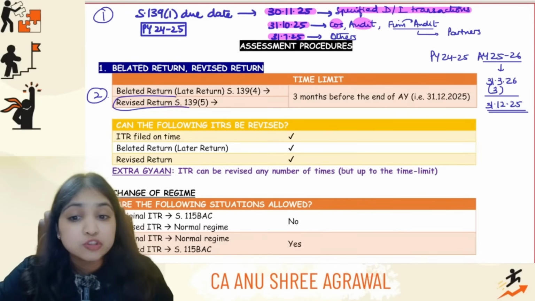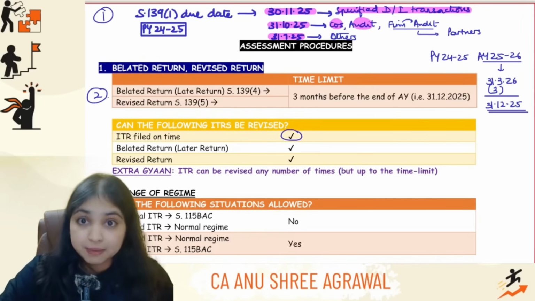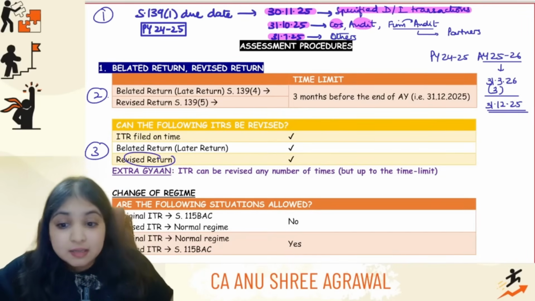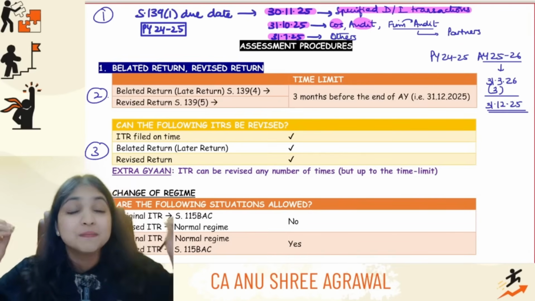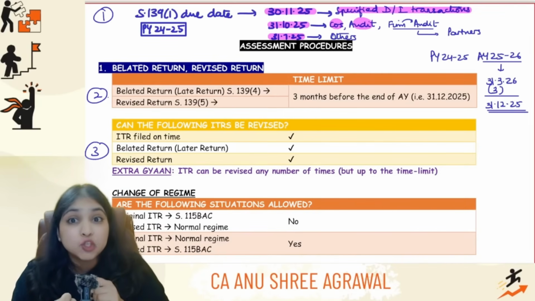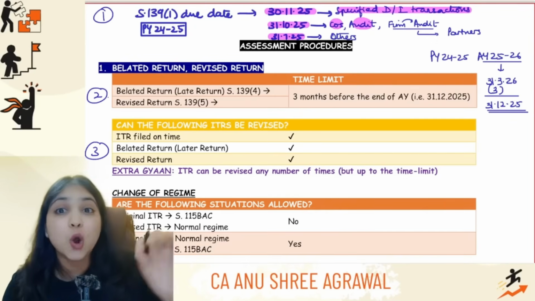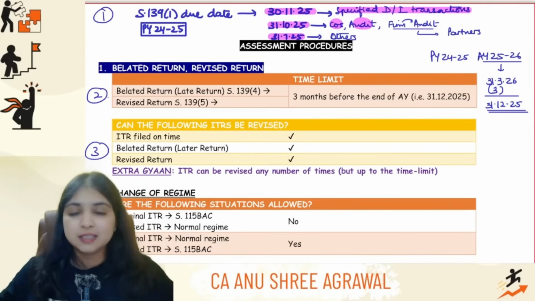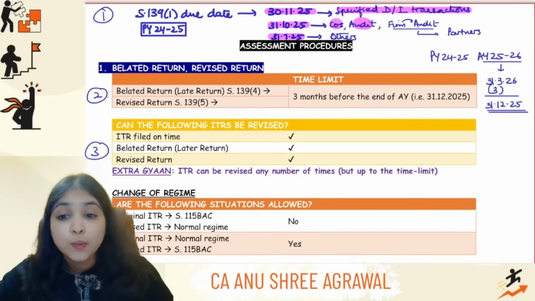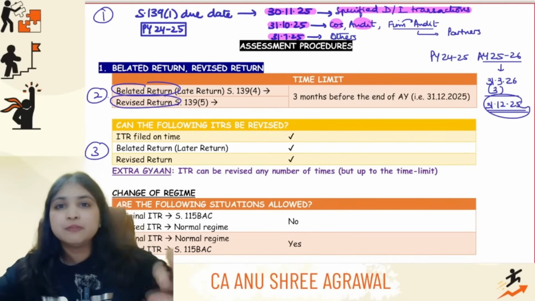Okay. Then if the assessee wants to revise the return, can the assessee revise the return? Yes. If the assessee has filed ITR on time, it can be revised. If assessee has filed ITR late, even that can be revised. If assessee has already revised the return, even that ITR can be revised, which means every income tax return can be revised. Whether it is a return which you filed on time, whether it is a return which you have filed late, whether it is a return which you have already revised, doesn't matter. Every ITR can be revised, but however, there is a time limit by when you should revise the return. Same time limit, guys, 3 months before the end of the assessment year. So 31st December 25. So whether it is belated return, whether it is revised return, the time limit is the same, that is 31st December 25, 3 months before the end of the assessment year.